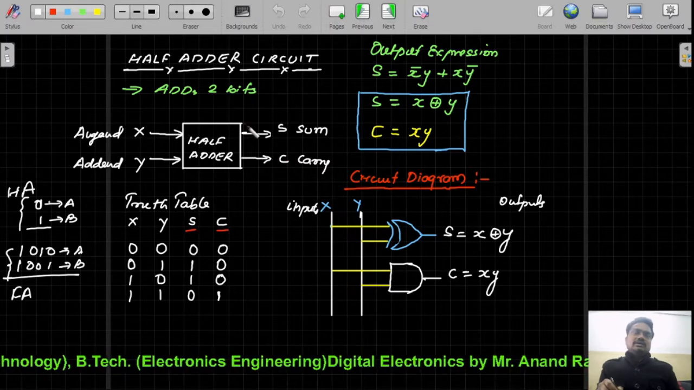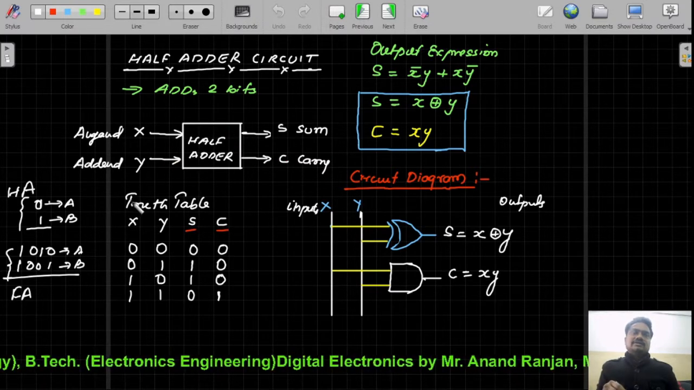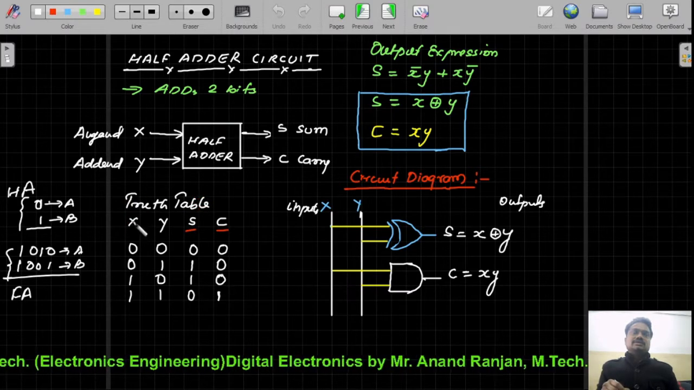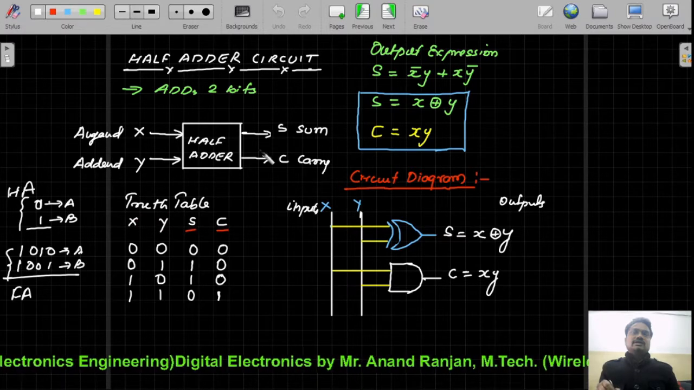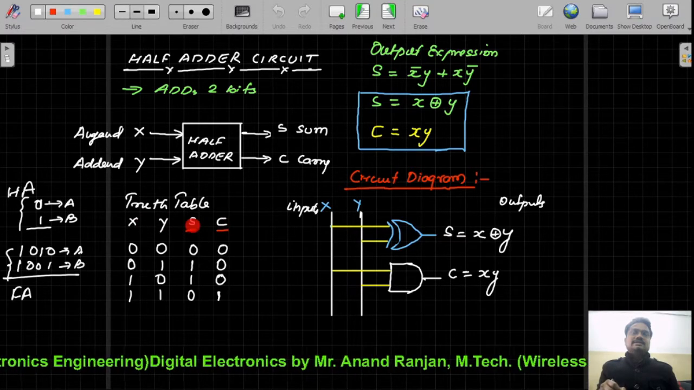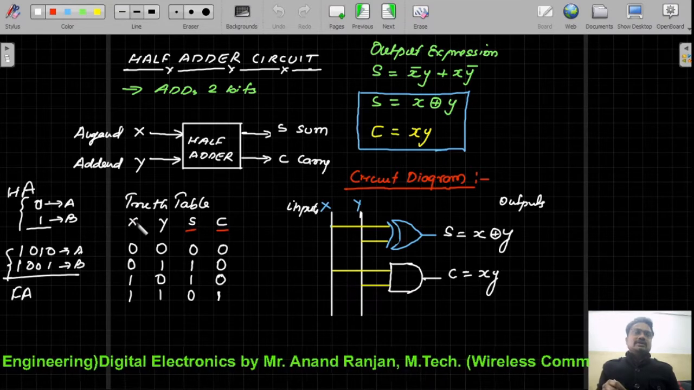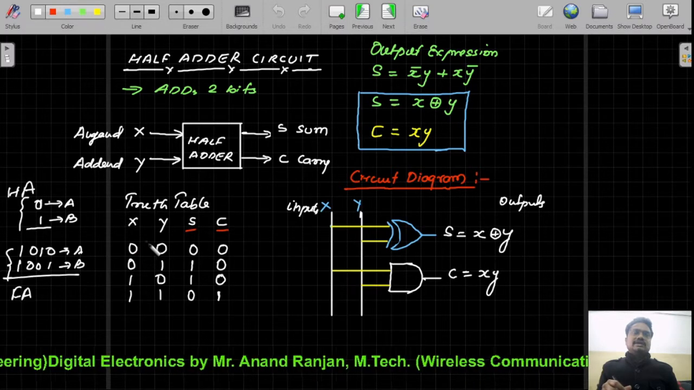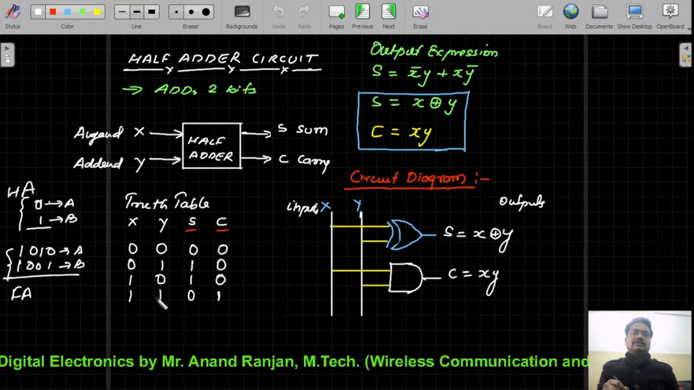So the overall functionality of this half adder circuit will be summarized using the truth table. In this truth table, we are considering x and y as the 2 inputs, and S and C, that is sum and carry, will be considered as the output variables. With the input variables x and y, we can generate 4 different combinations, and these combinations are 0 0, 0 1, 1 0, and 1 1.